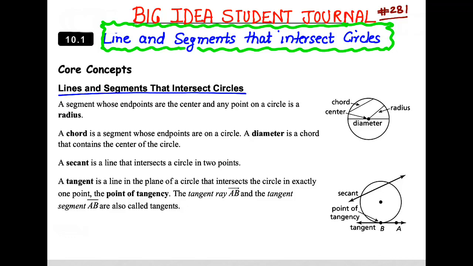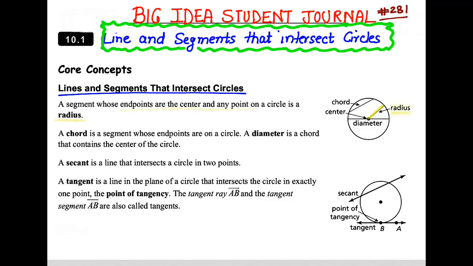So the very first definition here, we're going to learn about radius. Basically it's all about circles. A radius, when you talk about a circle, is a segment whose endpoints are the center and any point on the circle. In this case, this is the radius. You can see it starts from the center and ends at the circle. This is your radius.